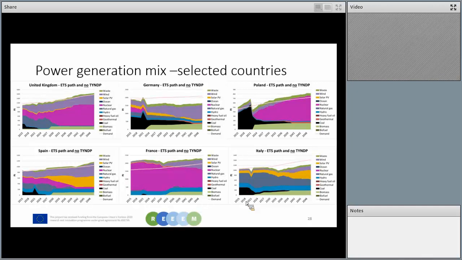And in the other countries, nuclear is at least playing some role, and in the United Kingdom, France, and Poland, it's actually strongly increasing its capacities.